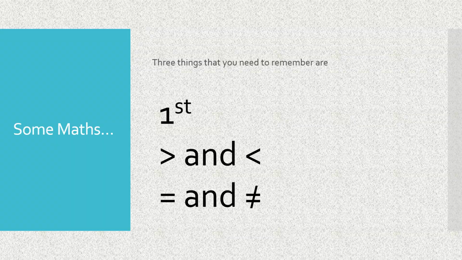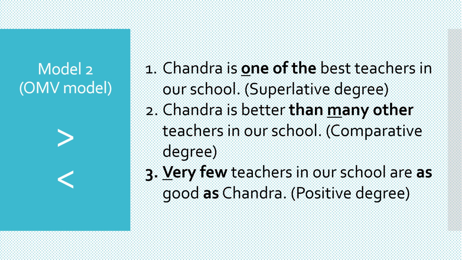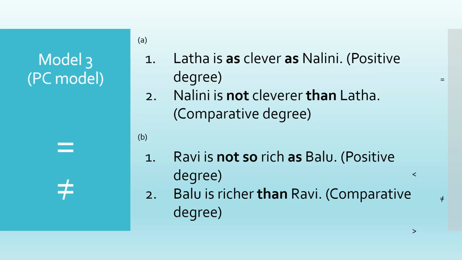So, now let's get into the three models. Three models for three degrees. There is model 1, TAN model, which is the superlative sense. Model 2, OMV model, which is the comparative sense. And model 3, PC model, which is the positive and comparative sense. Both positive and comparative forms are partaking in this model.